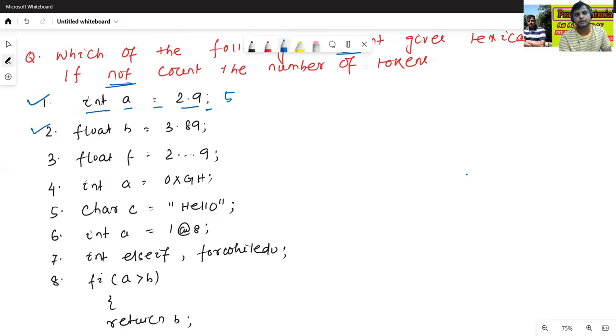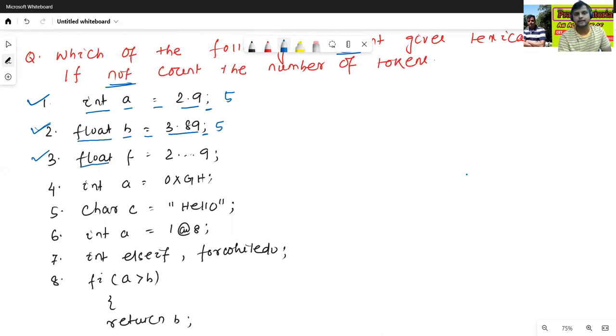The second statement: float is a valid token, b is a valid token, equal is a valid token, 3.89 is a floating number and it is valid, and the semicolon is also valid. Similarly, there is no lexical error in the second statement. So it also contains 5 tokens: 1, 2, 3, 4, 5. Now we'll check the third one.